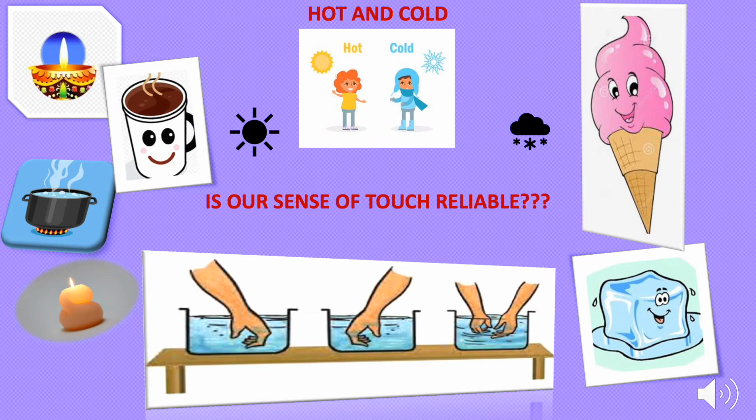After keeping the hands in both the containers for 2 to 3 minutes, put both the hands simultaneously in container C having the lukewarm water. What do you feel? Now you must be confused. Why? Because your left hand will be feeling that water hot, but your right hand might be feeling it cold. So, now your answer is very clear. It means that our sense of touch is not reliable. We need something to check the temperature of the object.